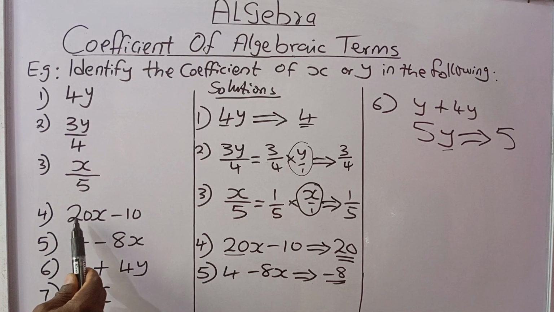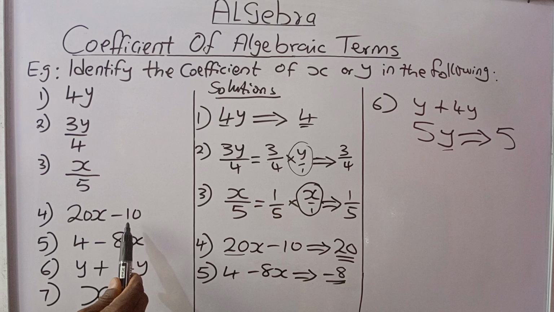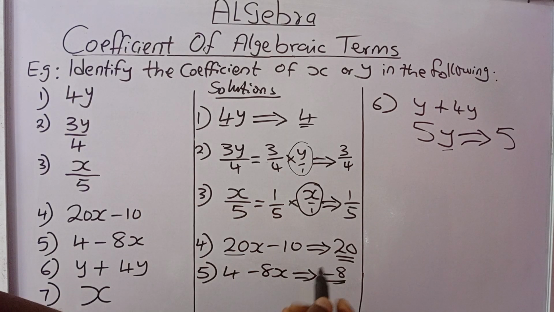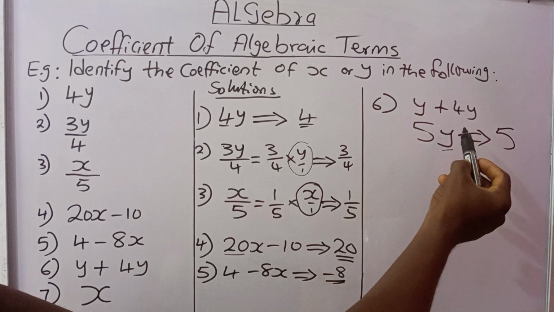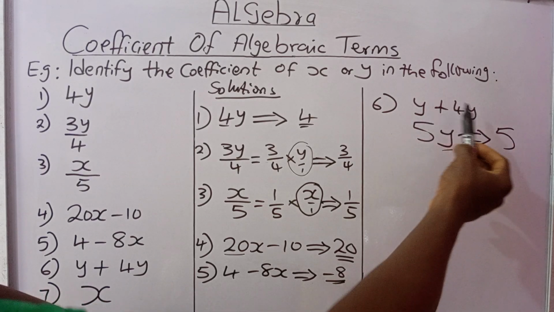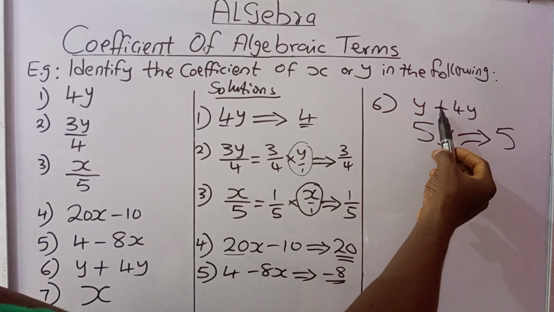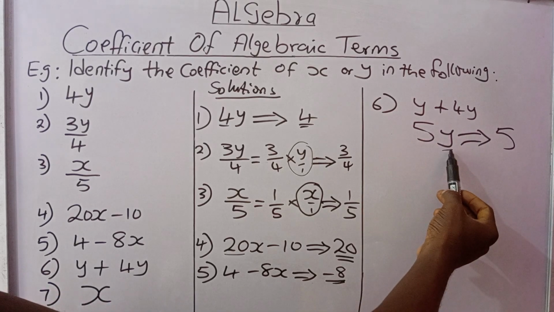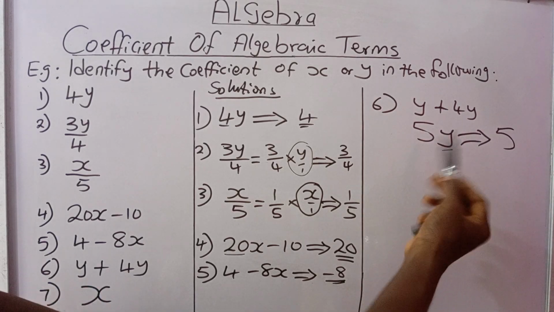Here, this one is 20x, and this one is just 10. It has no x in it, so we cannot bring them together because they don't belong to the same family. All right, so the reason why we evaluated this one together is because both of them contain y. This is 1y plus 4y. That will give us 5y. The coefficient of y will now give us 5.